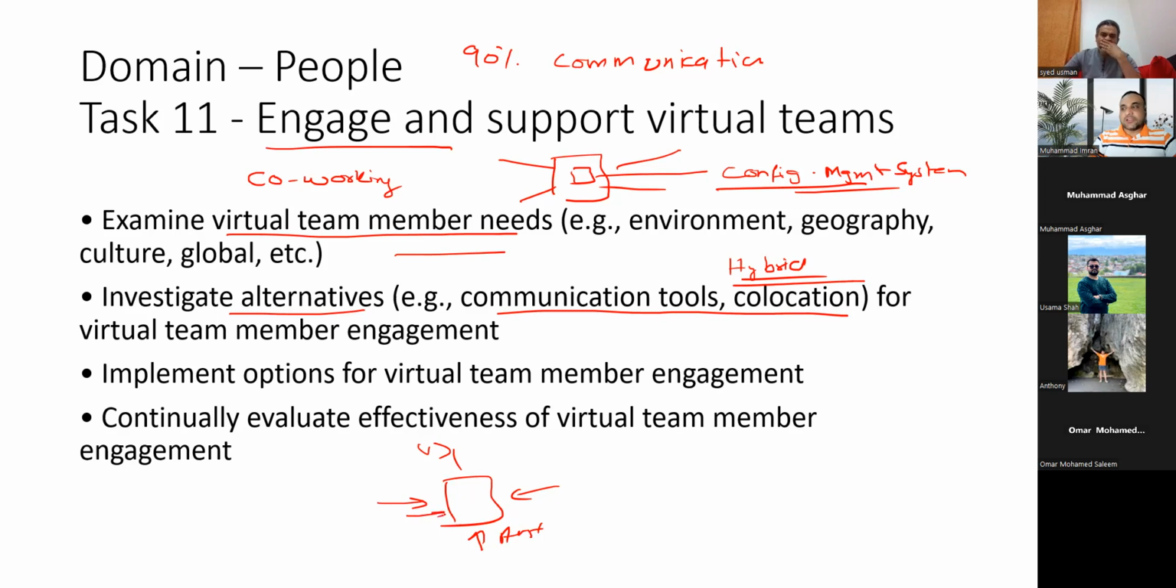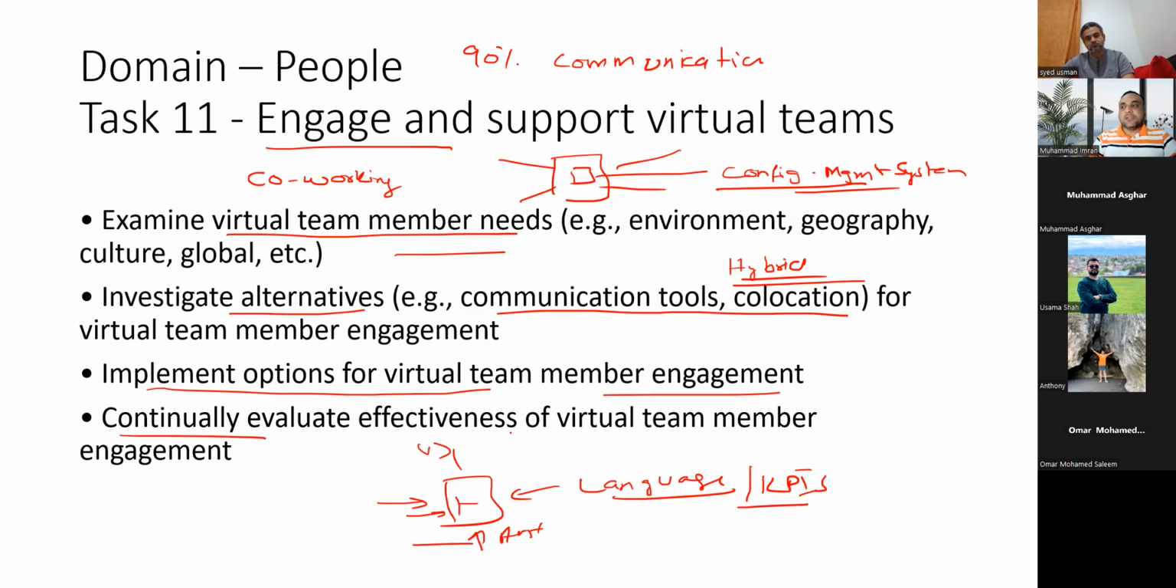So we need to arrange a time which is better for all of them, and ultimately they can work together. And for that, you have to set a ground rule also, about what language we will be using for the communications, so all will have the same language. What type of expected behaviors we have to establish, the KPIs also, so that even if you're working virtual, your performance will be measured. So implement options for virtual team member engagement based upon KPIs, based upon the shared portals, and continually evaluate the effectiveness of virtual team member engagement.